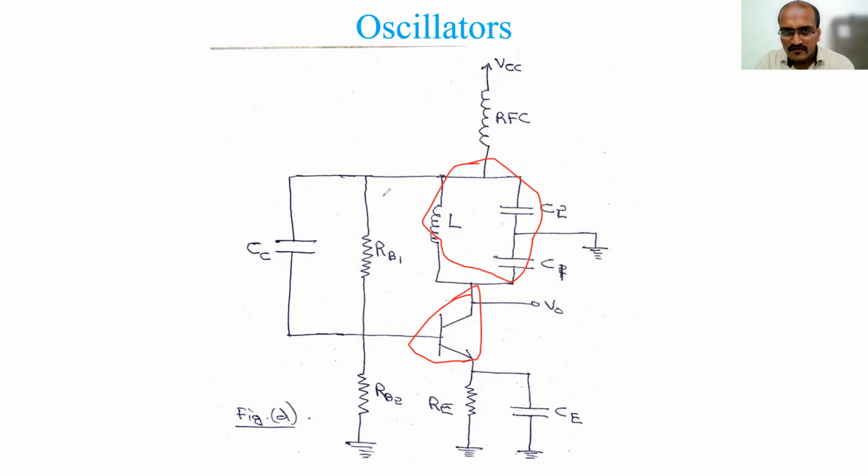See here, where it is going, its output is going to the coupling capacitor. Through the coupling capacitor it is reaching the input of the transistor. And another side it is connected to RFC, and from there it is connected to the power supply VCC. So this is how the circuit looks like. Is there any difficulty? Amplifier plus frequency selective network forms an oscillator.